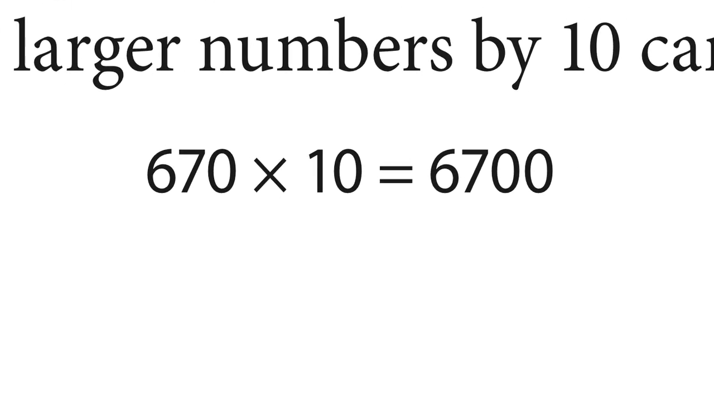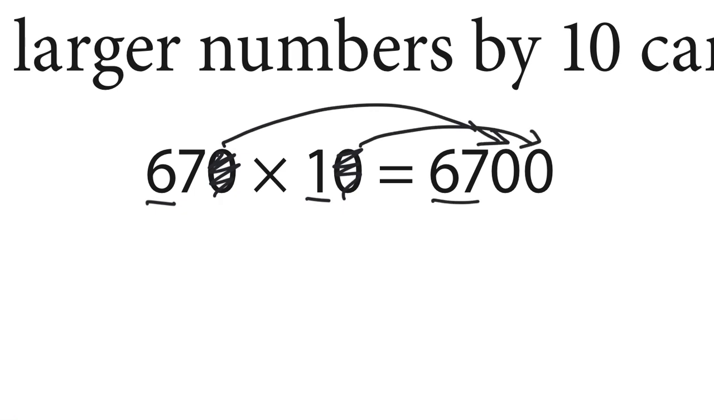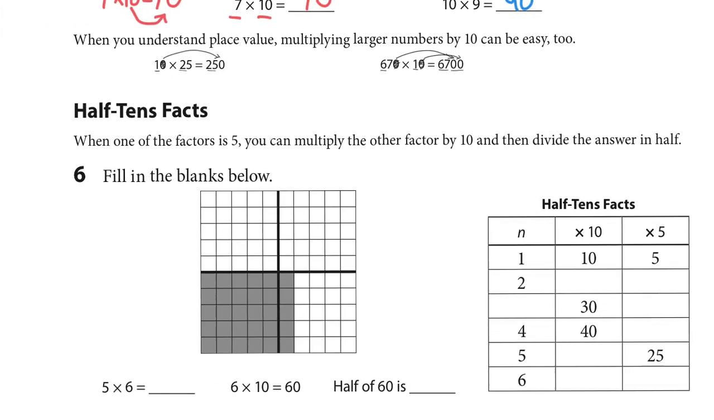This one might seem a little trickier, but really the zeros are just in two different places. Here's a 0, there's a 0. 67 times 1, 67. Put the zeros back on. Okay, so if you take 2 zeros off, you have to put 2 zeros back on. It's a handy strategy to know.